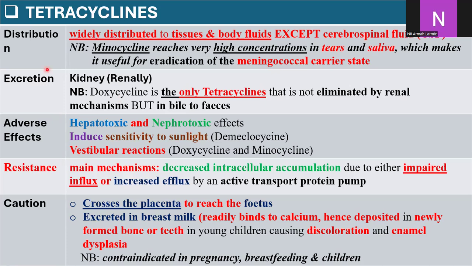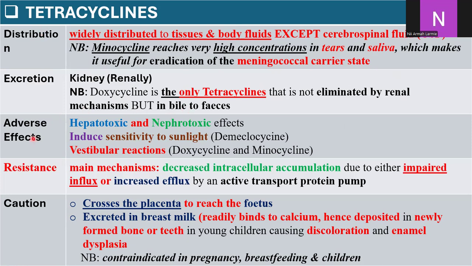Tetracyclines are also eliminated mostly by the kidney, with the exception of doxycycline, which is eliminated by the bile in feces. So it's the only tetracycline that is not eliminated by the kidney, but in bile to feces.